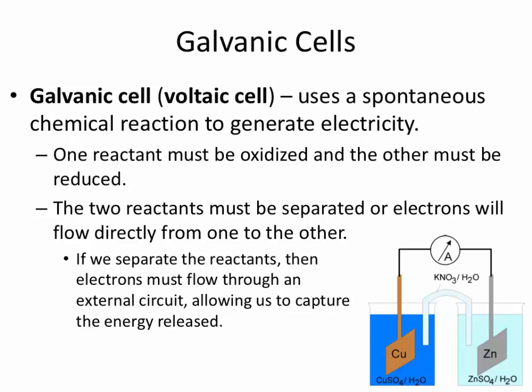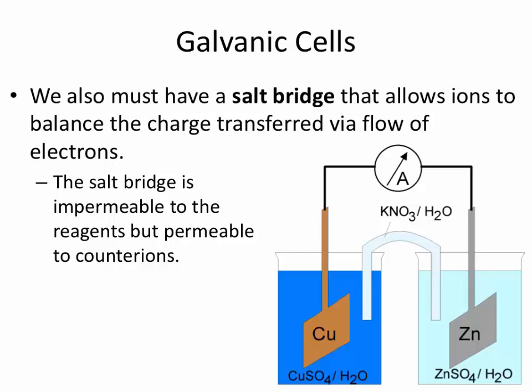Now, if we separate our reactants, such as we have down here and here, then the electrons must flow through an external circuit out here, and that then allows us to capture the energy released. We are then able to do some work with this energy. Now, we must also have a salt bridge that allows ions to balance the charge transfer via flow of electrons.